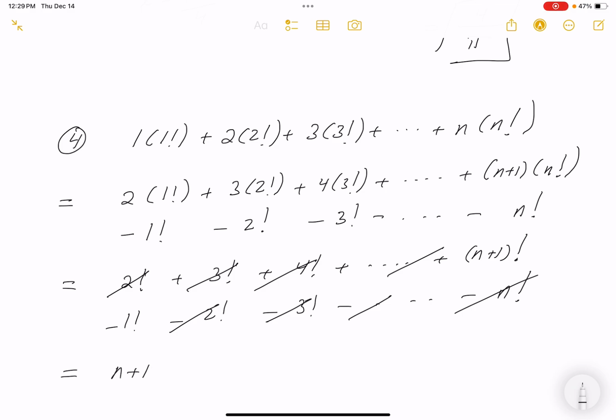n plus 1 factorial, which comes from over here, and then minus 1 factorial, which is 1. And what do you get? That's my answer. I just found the sum.